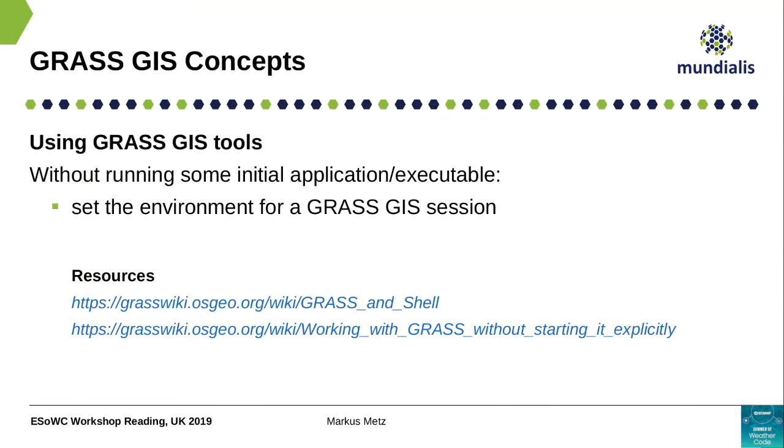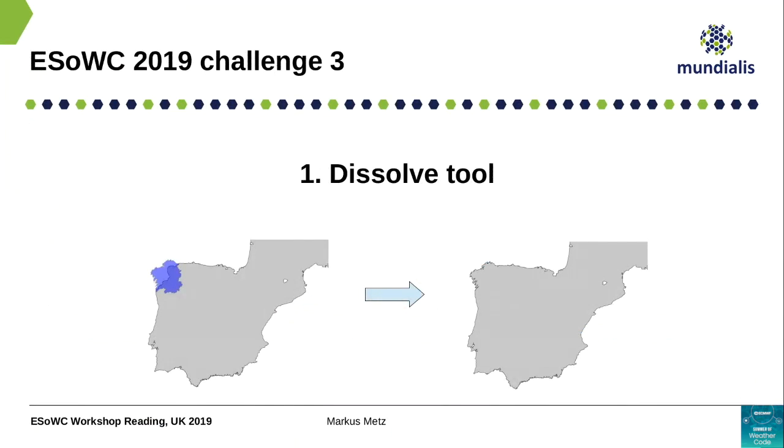So GRASS can be started without starting a particular application or executable. And well, this is also a reason why the development of QGIS tools, for example, is fairly easy.